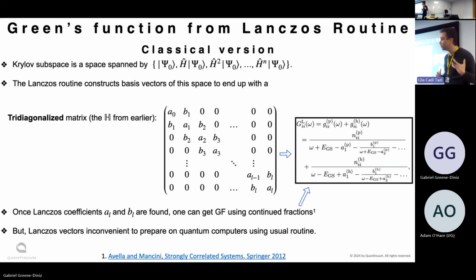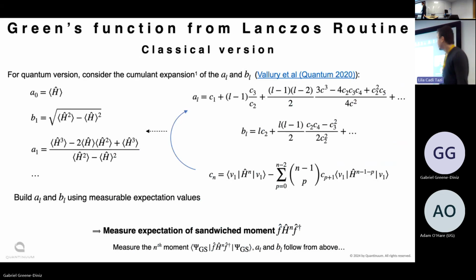So we take our moments and, through the cumulants, and an expression I'll show on the next slide, we've got moments of the Hamiltonian, and you can build up a relation between the cumulants and the Lanczos coefficients from those moments. So basically you're using your moments to build up the Lanczos coefficients. And then from those A's and B's, you build up the continued fraction representation of the Green's function.